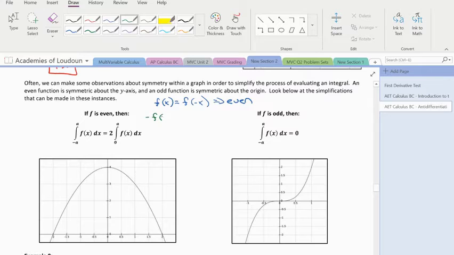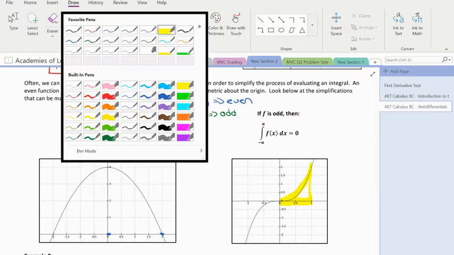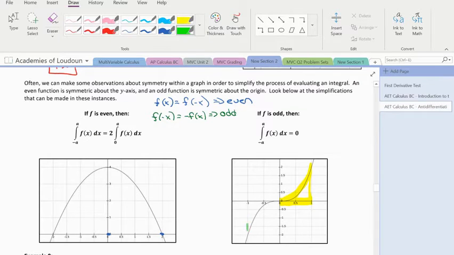And an odd function is symmetric about the origin. So in this case, negative f of negative x equals negative f of x. That gives us an odd function. If f is even, we can see that the integral from negative a to a is going to be 2 times the integral from 0 to a. With an odd function, we can see that the area between 0 and 1 will exactly cancel the area, for example, from negative 1 to 0.